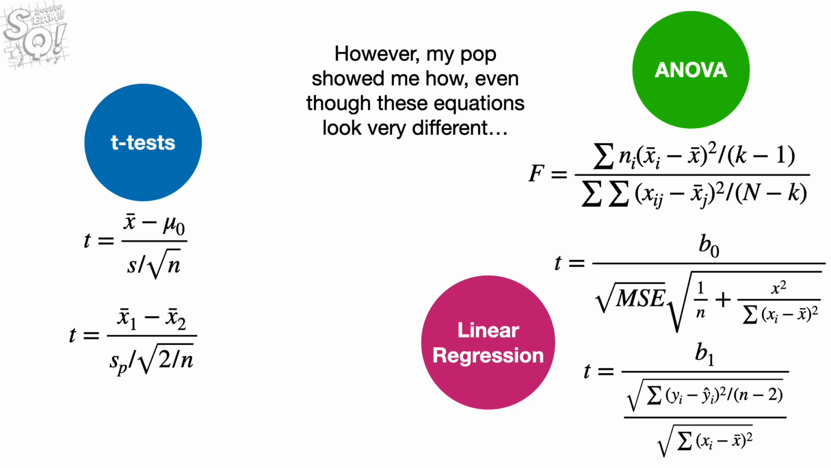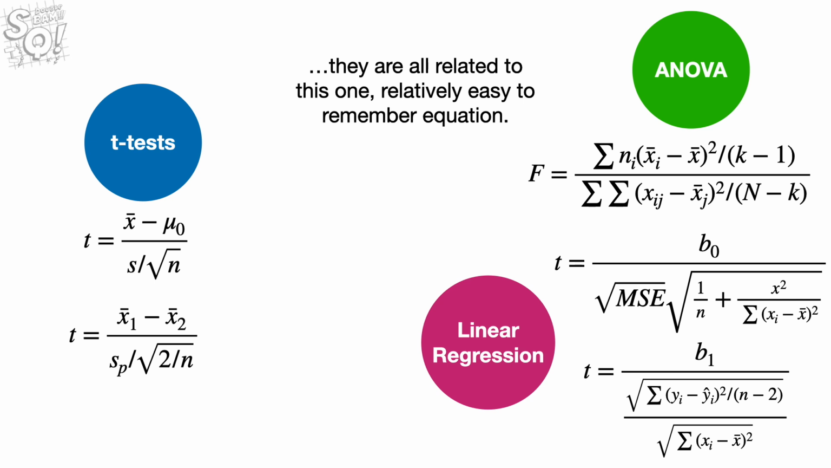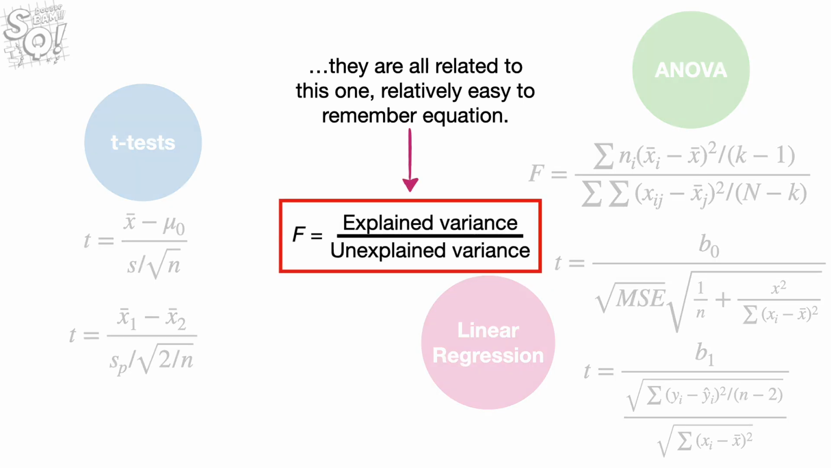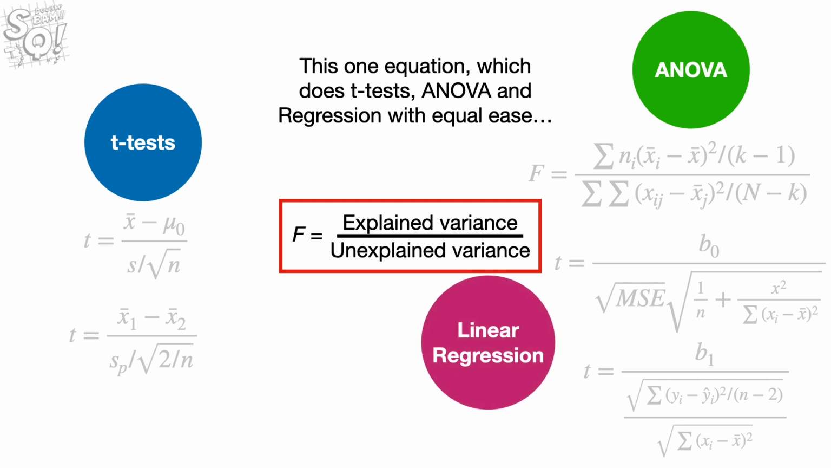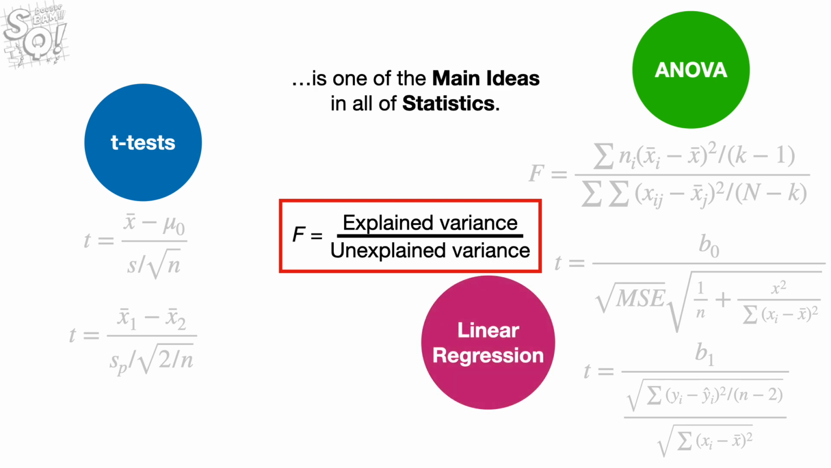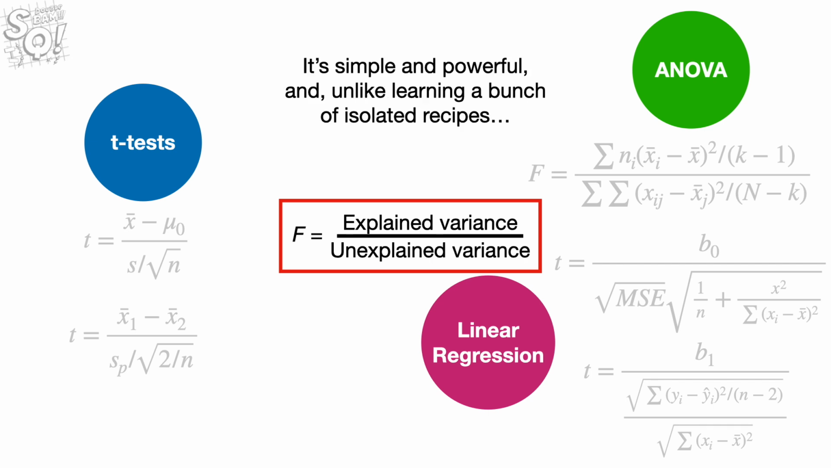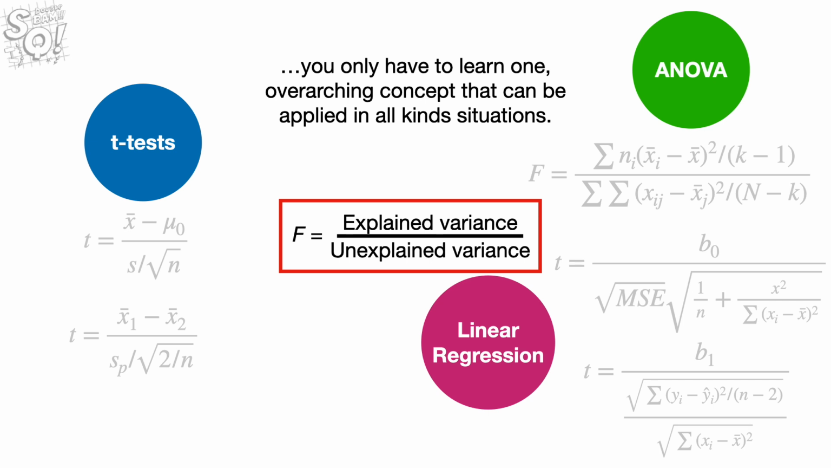However, my pop showed me how, even though these equations look very different, they are all related to this one relatively easy to remember equation. F equals the explained variance divided by the unexplained variance. This one equation, which does t-tests, ANOVA, and regression with equal ease, is one of the main ideas in all of statistics. It's simple and powerful, and, unlike learning a bunch of isolated recipes, you only have to learn one overarching concept that can be applied in all kinds of situations.